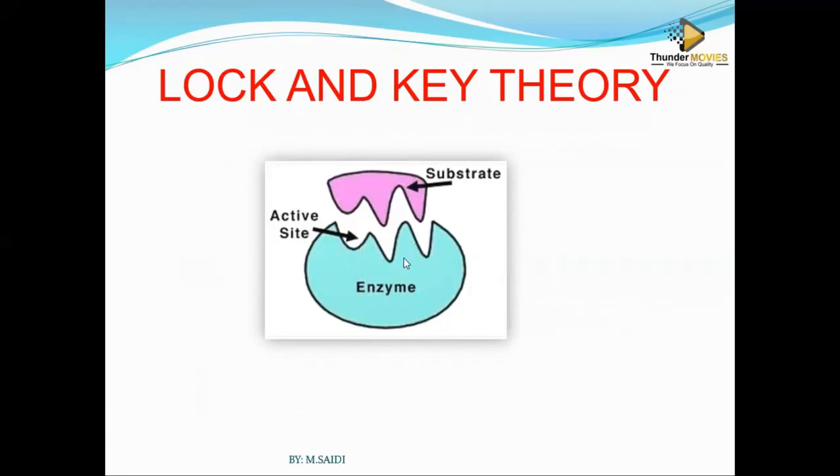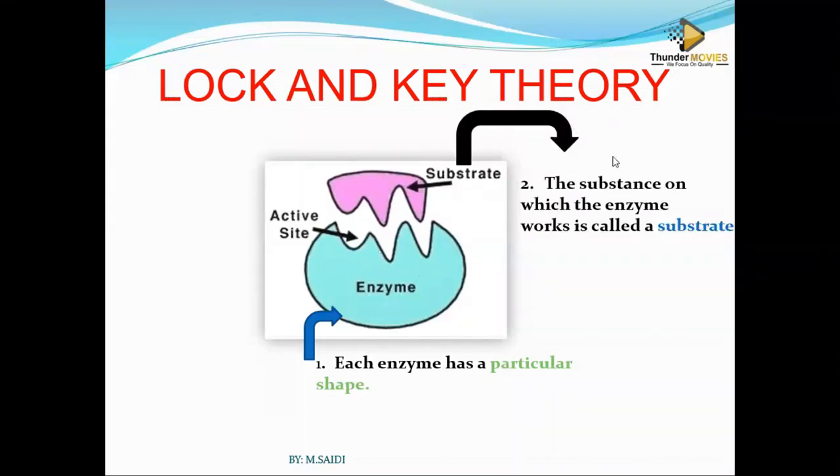So where the key enters from, that small hole where the key enters, we call it an active site. Then the key which enters into the lock, we call it a substrate. That is the food this enzyme is going to break down, or the food the enzyme is going to build up. So the enzyme has a particular shape. It has a specific shape, each enzyme.